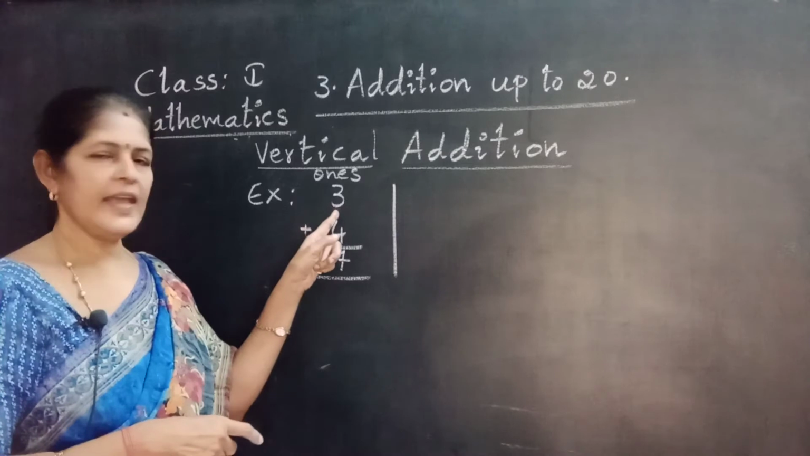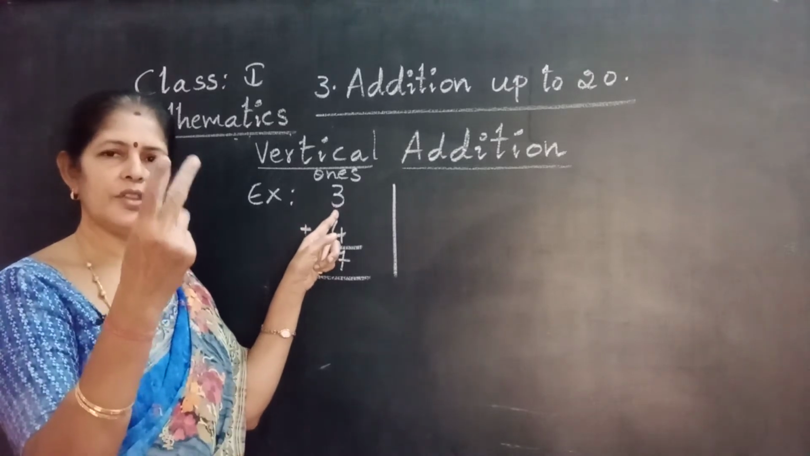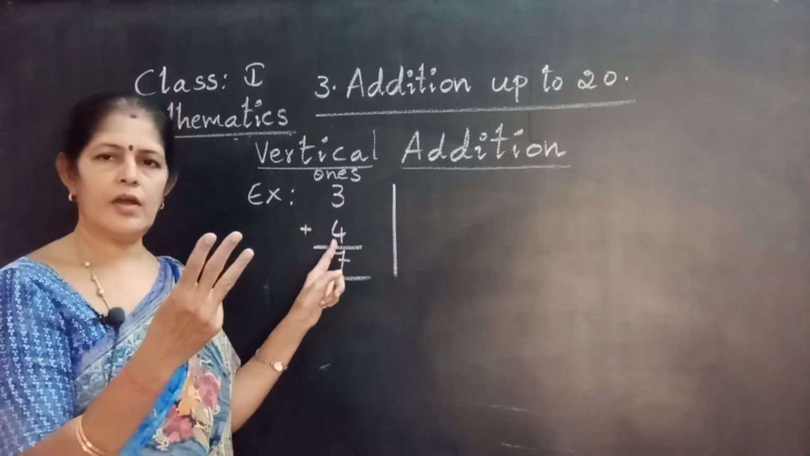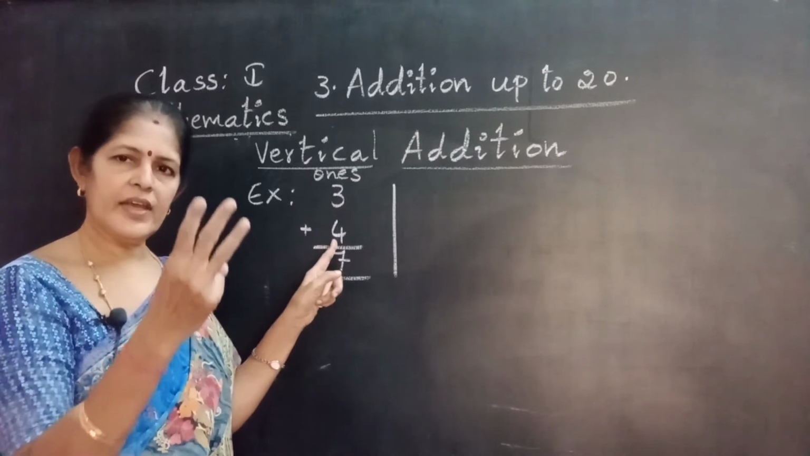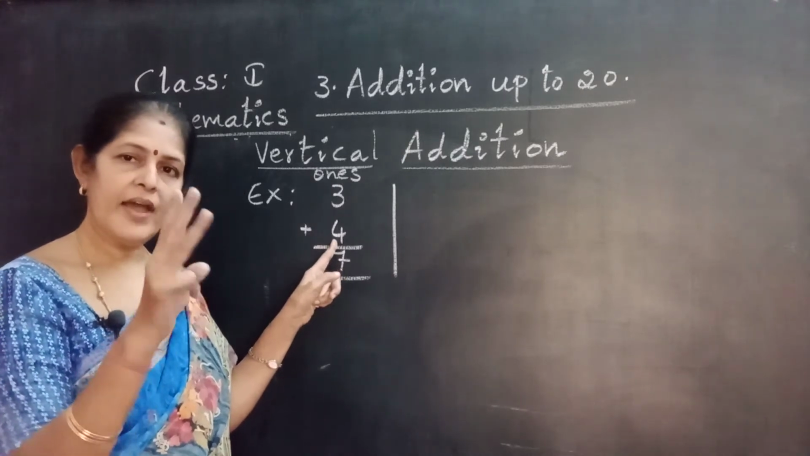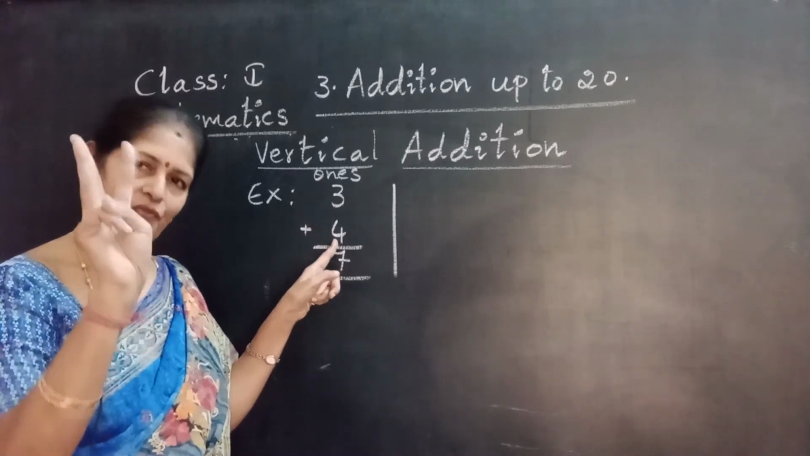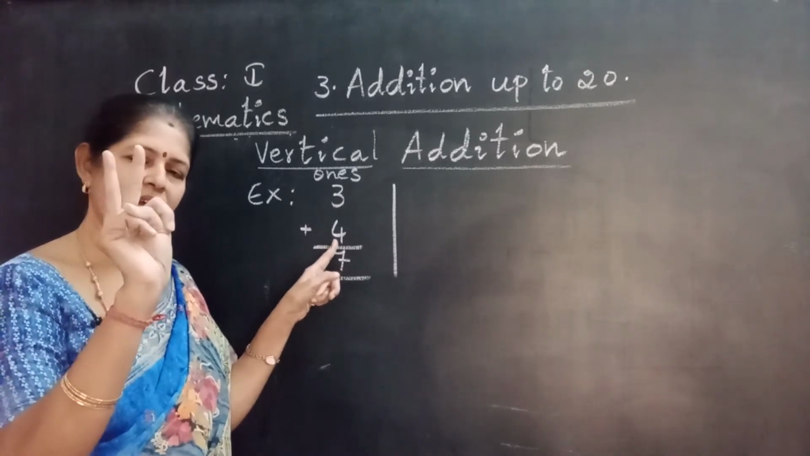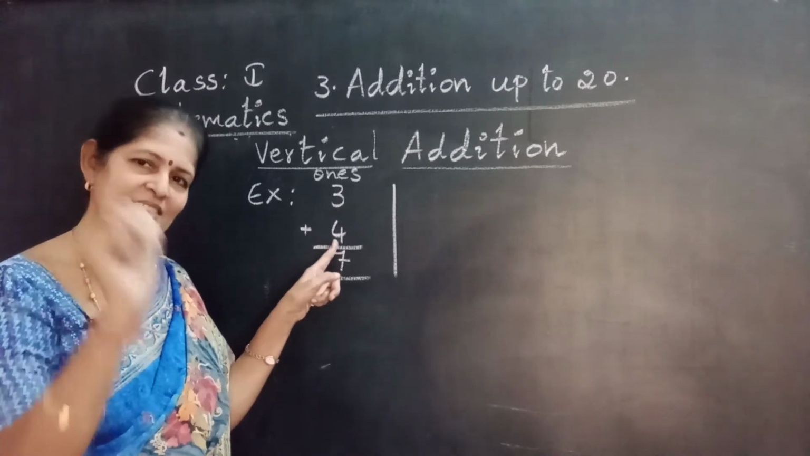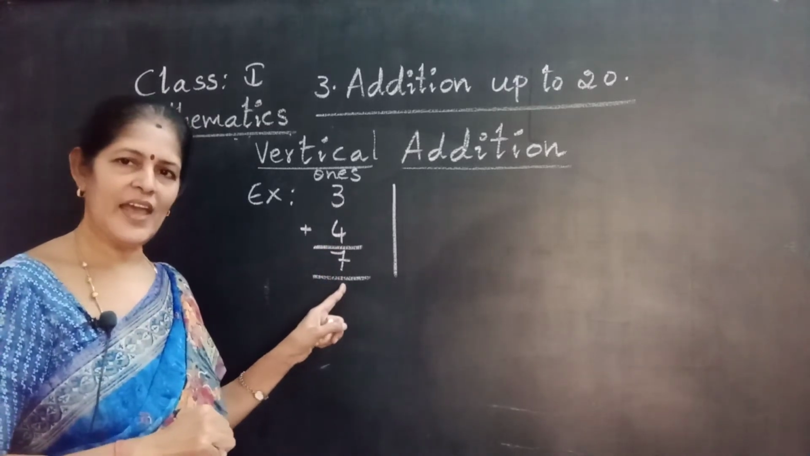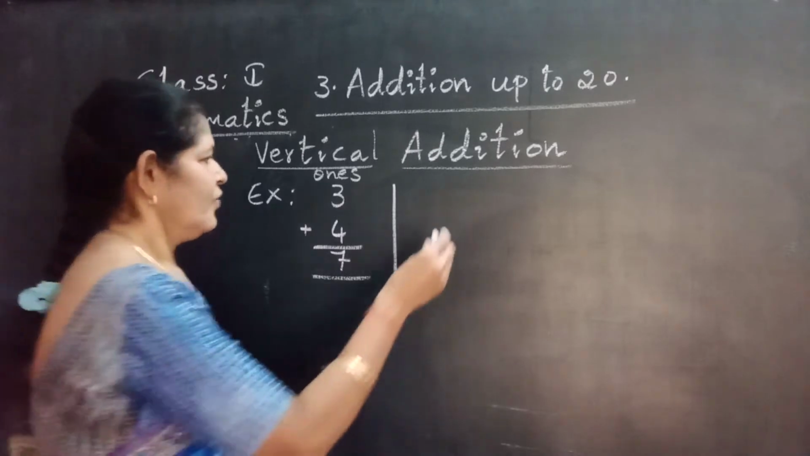Once again, take 3 fingers. 1, 2, 3. Count after 3. Say one number and close one finger. Okay? 4, 5, 6, 7. 7 is the total. Can I show another one? Okay.